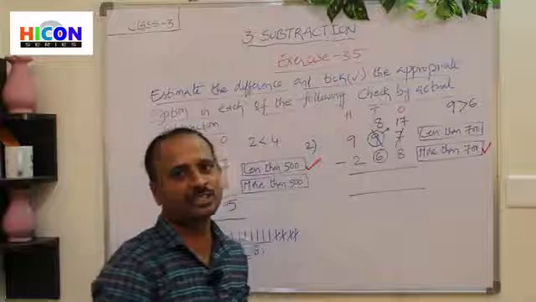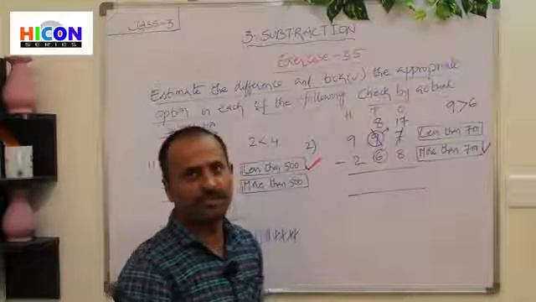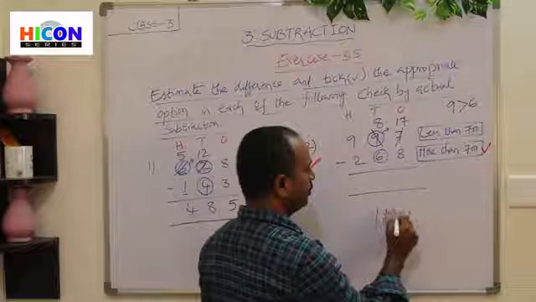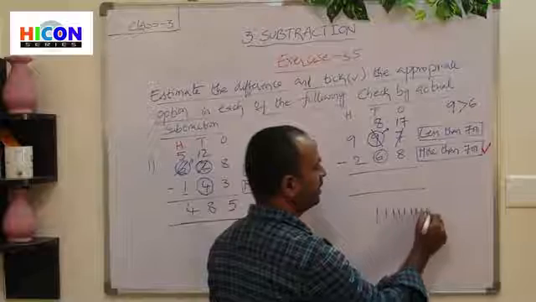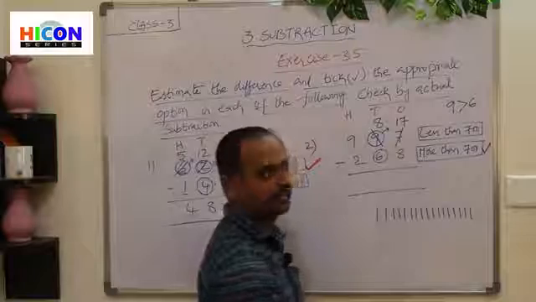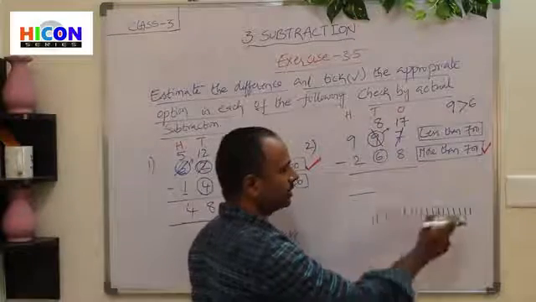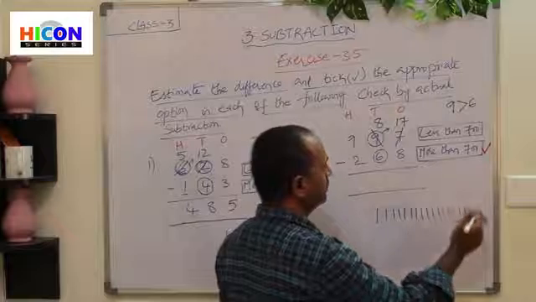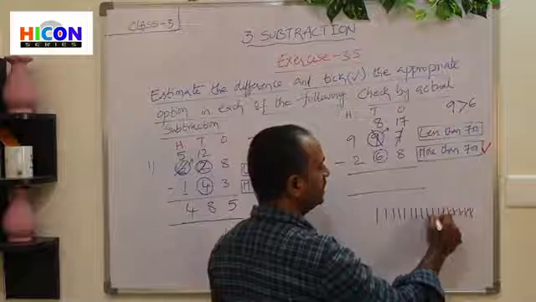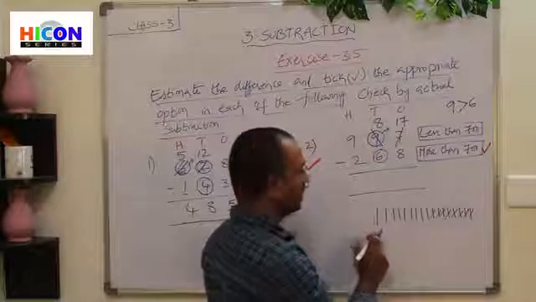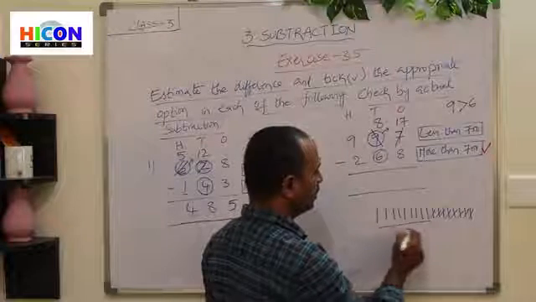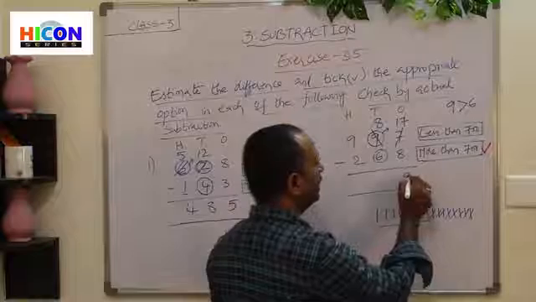Now do the subtraction. The first number is 17, so draw 17 lines in your rough work. 1, 2, 3, 4, 5, 6, 7, 8, 9, 10, 11, 12, 13, 14, 15, 16, 17. What is the second number in the ones place? 8. So strike off 8 lines among these 17 lines. Children, how many lines are remaining? There are 9 lines remaining. So write 9 in the ones place.